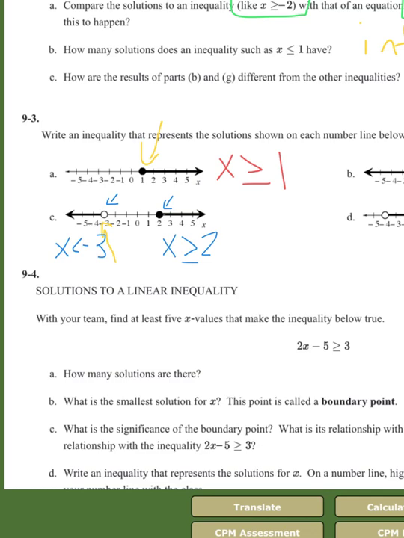Now, because there's two pieces to it, you have to include the fact that it could be either less than negative 3, or it could be greater than or equal to 2. Any of these solutions would be acceptable. All of these and all of these are numbers that work for this problem. So as long as it falls on either side, it falls underneath this piece here or this piece here, it is a solution.